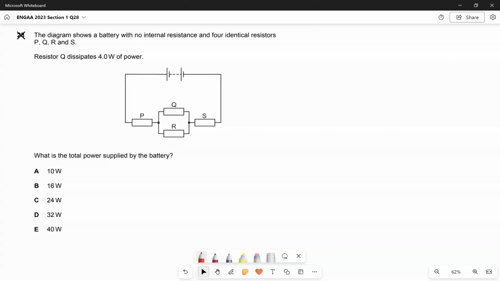The diagram shows a battery of no internal resistance and 4 identical resistors, P, Q, R and S. Resistor Q dissipates 4 watts of power. What is the total power supplied by the battery?